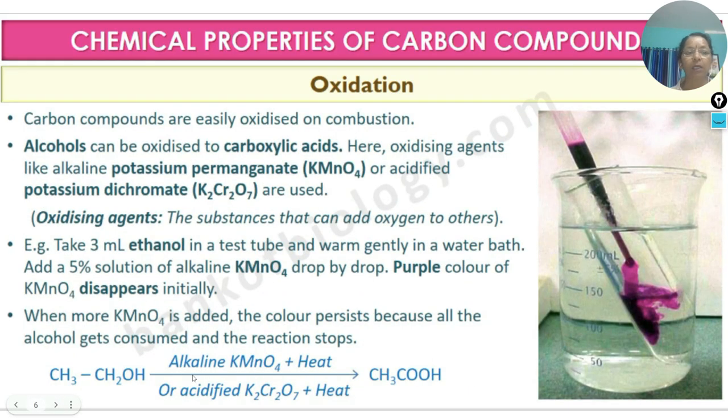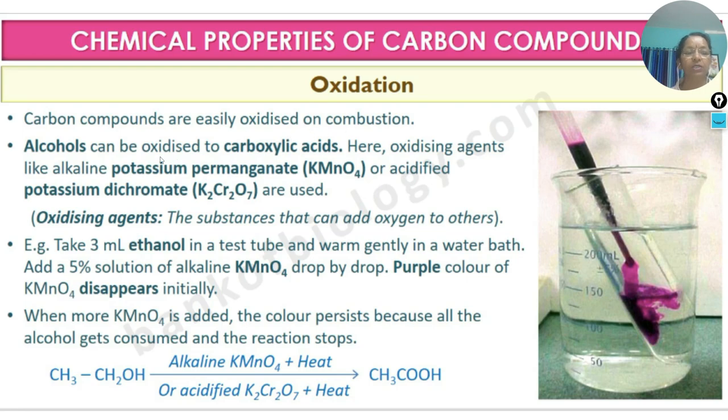Then coming to the chemical properties of carbon compounds. The first property we talked about is combustion. Second one is oxidation. Combustion means complete oxidation; here oxidation is partial. So carbon compounds can be easily oxidized on combustion. We saw that, isn't it?